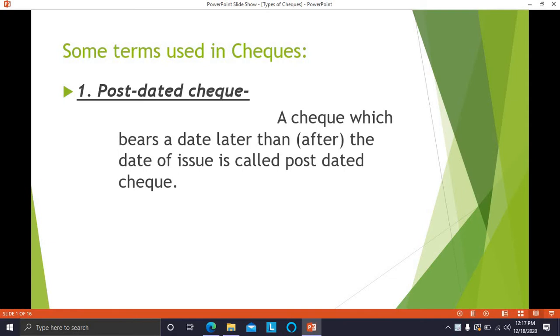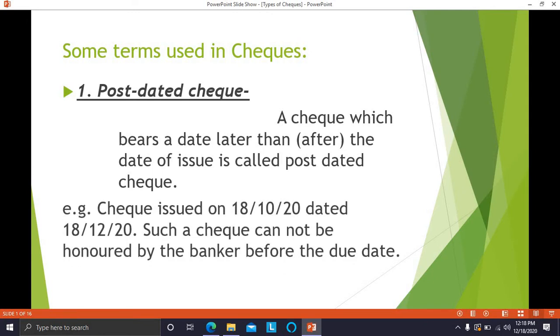A check which bears a date later than, means after the date of issue, is called as post-dated check. So, for example, the person is writing a check today, he is issuing a check today, but he has written a date after 1 month. That means it is a post-dated check. A check is issued by a person on 18th of October, but the date written on it is 18th of December. Such check cannot be honored by the banker before the due date. Such check is called as post-dated check.